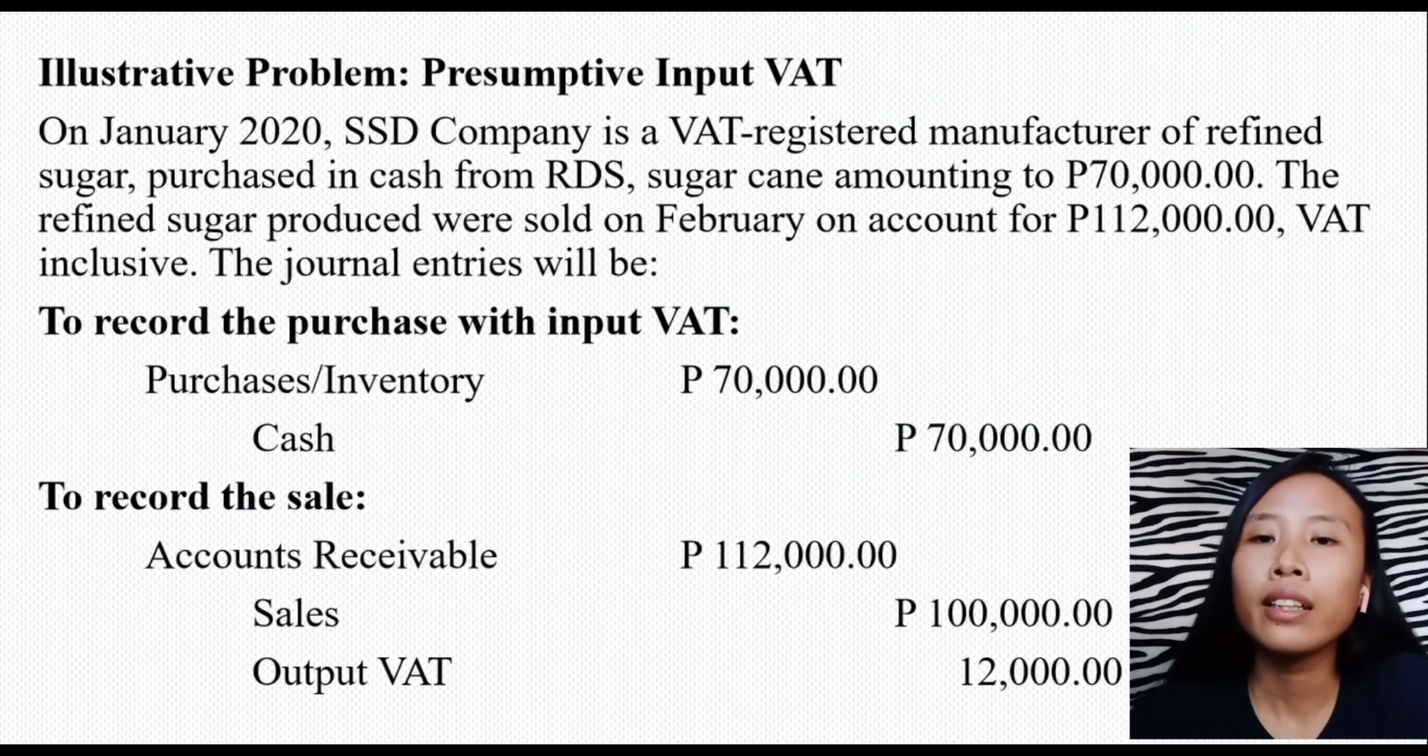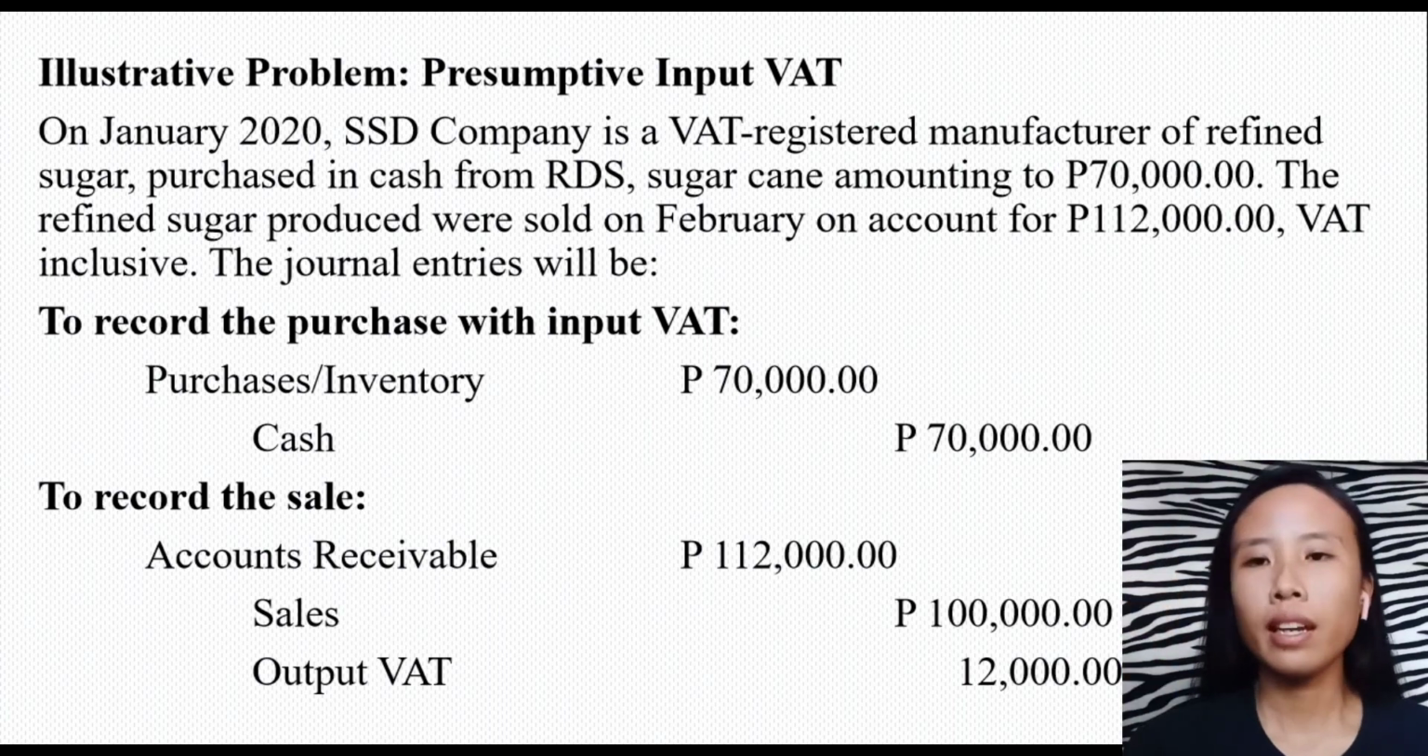Now let's go to our third illustrative problem, which is on presumptive input VAT. The company is a VAT registered manufacturer of refined sugar, which purchased in cash raw materials from another company's sugarcane amounting to 70,000. The refined sugar produced was sold in the following month on account for 112,000, VAT inclusive. To record the purchase, we debit purchases or inventory 70,000, and then credit cash 70,000.